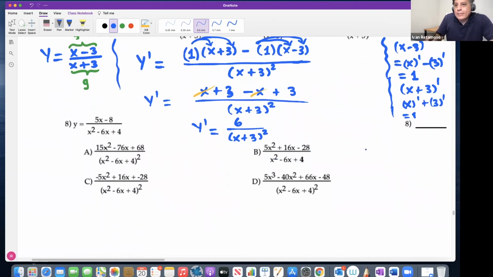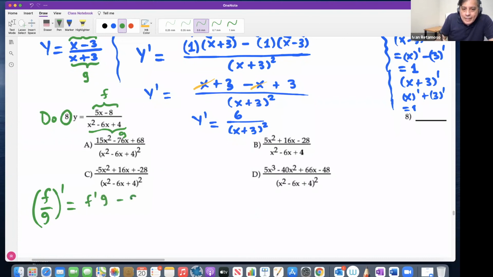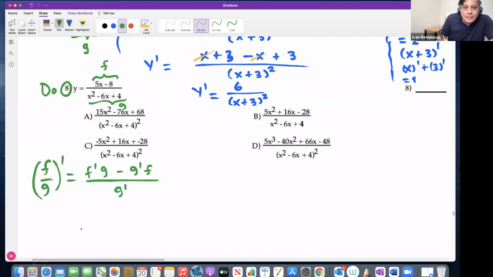Yeah, let's finish this with this one. I'm going to do it directly to show you that sometimes, even though the algebraic computations may look overwhelming, it's not that bad. You will see. Let's call this F. Let's call this G. We're going to apply our quotient rule, which is F prime times G minus G prime times F, all over G squared.